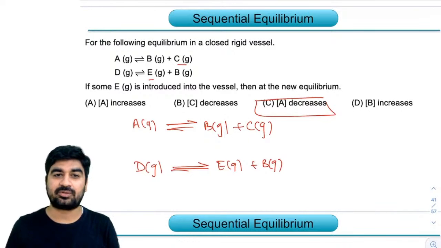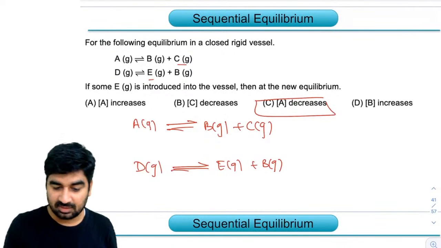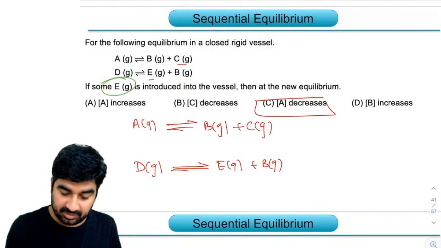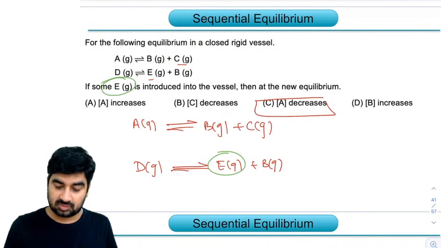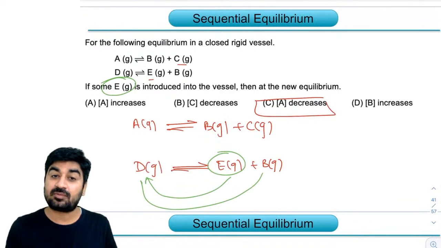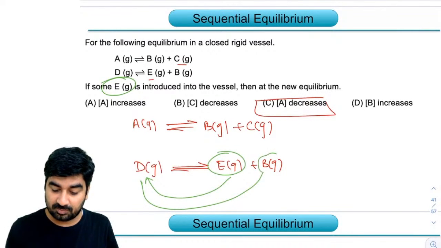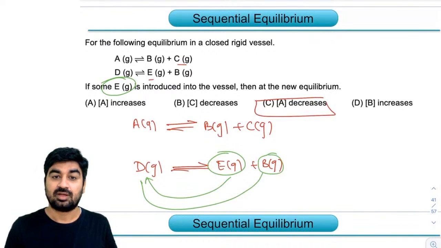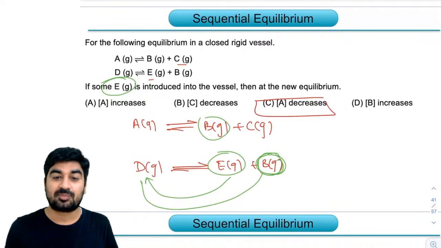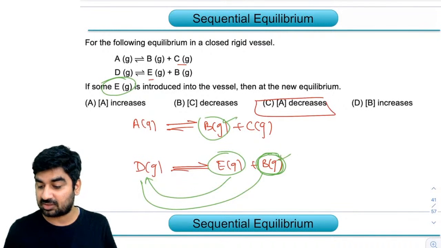So, these are the two equilibriums, guys. Right now, what will happen? If you are adding E, this reaction will move back as a result. And if it is moving back, concentration of B will decrease. And if concentration of B is decreasing, it will decrease here as well as here because this is the common B present in the solution.